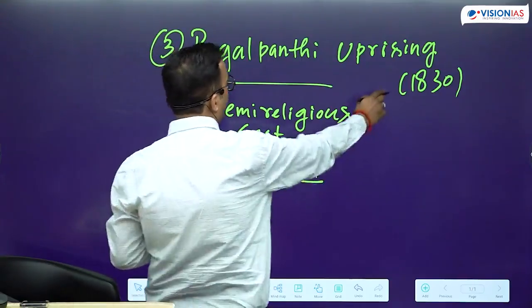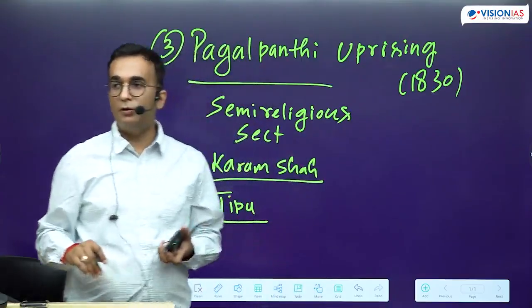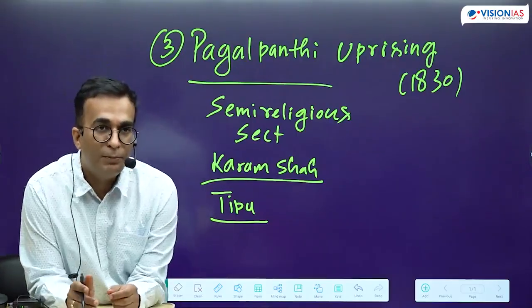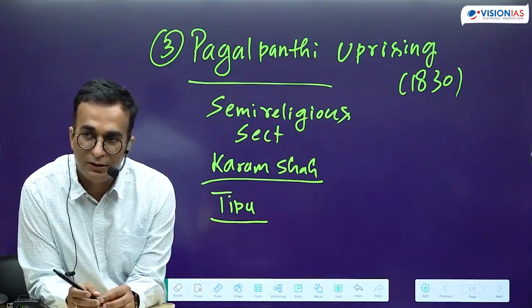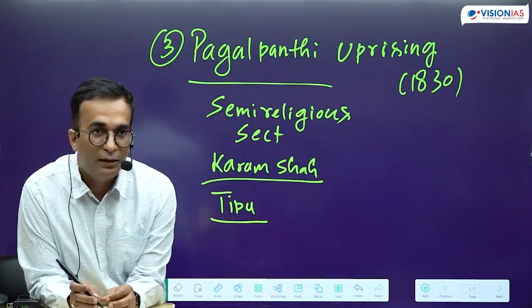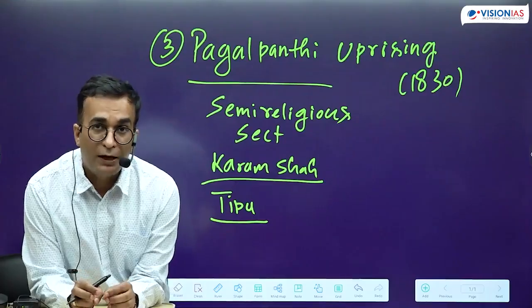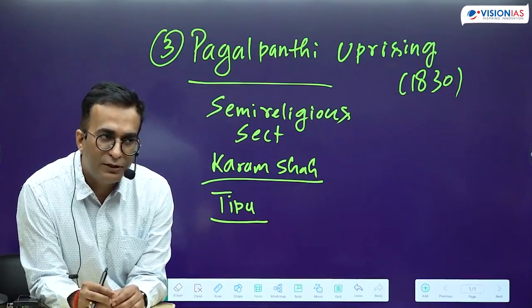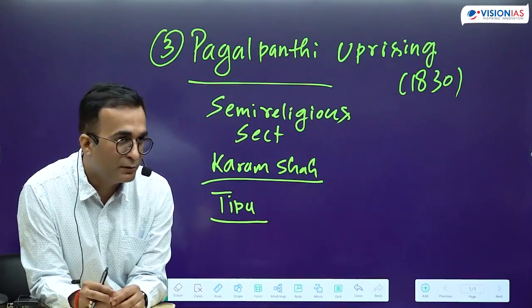Then in which year? In 1830. So he took up the cause of the peasants, and then he advised the peasants not to pay the taxes to the zamindars or the British agents. And for a longer period of time, people were not paying the revenue, so then British forces were sent to this area and it was suppressed brutally.